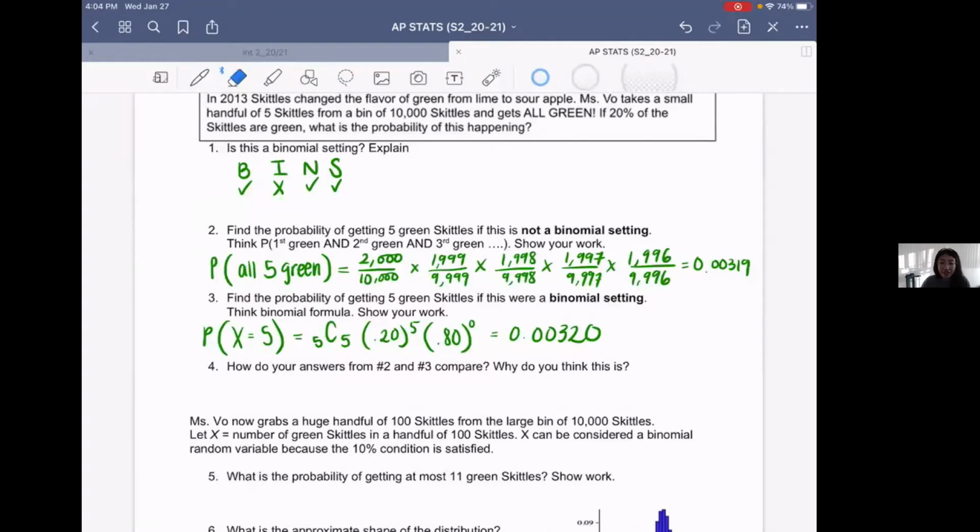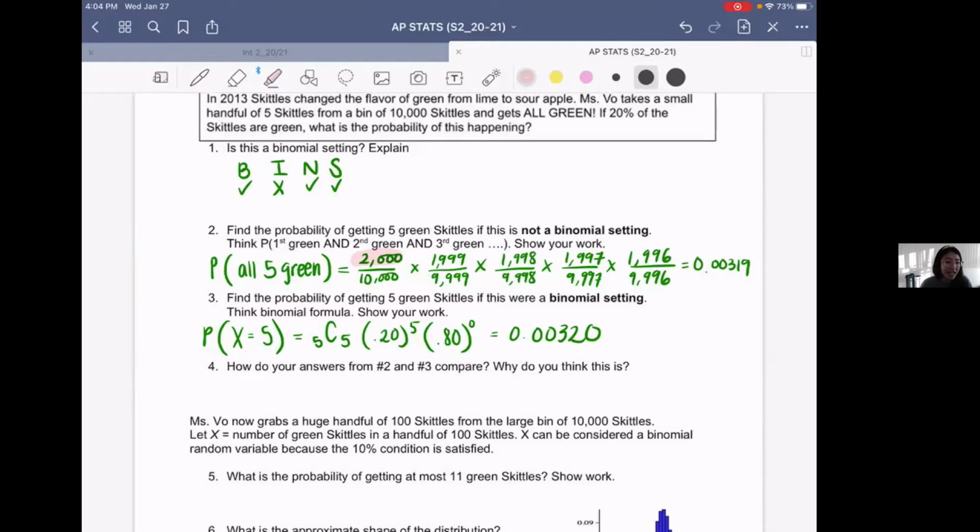All right, so here are the answers for part 2 and part 3. So notice that as I do part 2, if it's not a binomial setting, notice that the denominator drops by 1 every single time I select a green Skittle. And also the value at the top, this 2000, was 20% of 10,000. So that's how we get 2,000 total greens. And then it just also drops by 1 every single time. So if I were to multiply each of these fractions out, we get 0.00319.